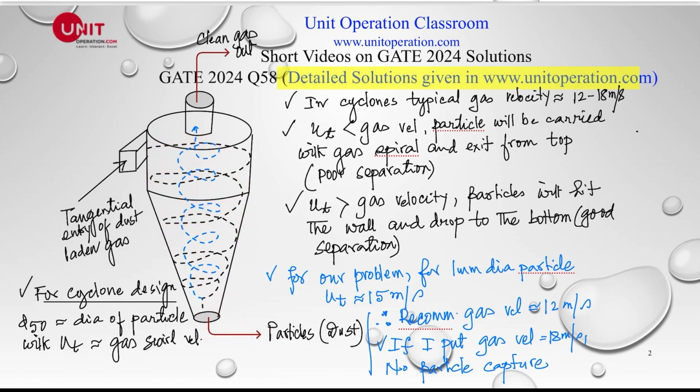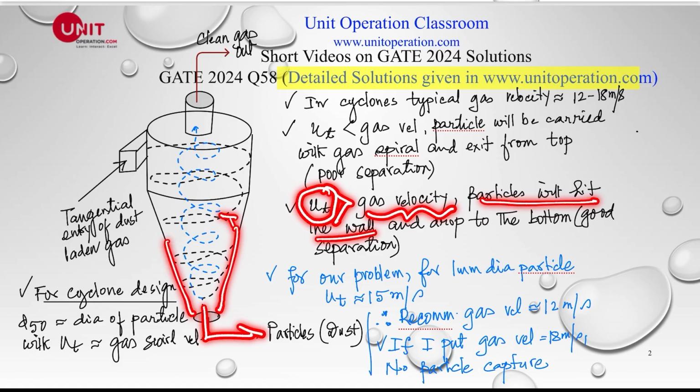So in cyclones, typical gas velocity is in the range of 12 to 18 meters per second. That's a typical design value. If the terminal velocity of the particle is less than the gas velocity, then the particle will be carried away with the gas spiral and exit from the top. That will be a poor separation. And therefore, the terminal velocity has to be greater than the gas velocity. Then the particle will hit the wall, and of course, will just come down, and will be collected in the hopper.